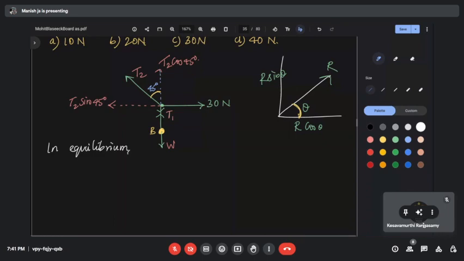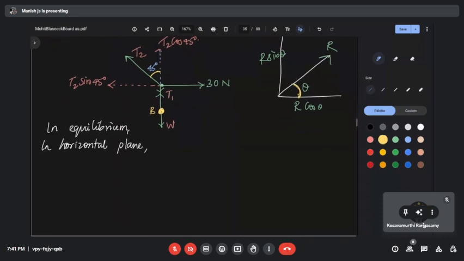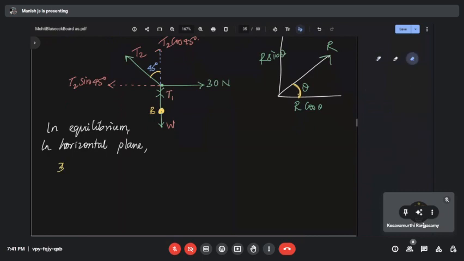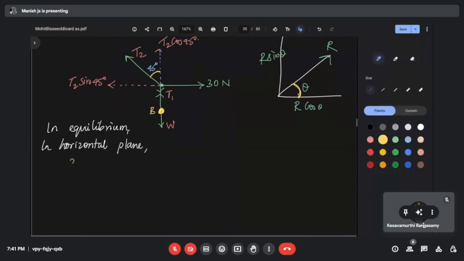So first in the horizontal plane. What is the expression in the horizontal plane? Can somebody try? So in the horizontal plane, what forces do we have? 30 newtons to the right, isn't it? So that is positive. So 30 minus T2 sin 45 equals 0. There is no acceleration.